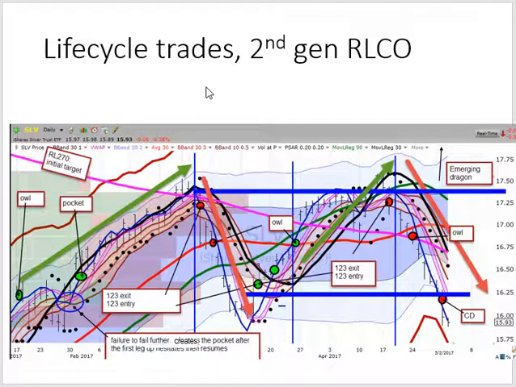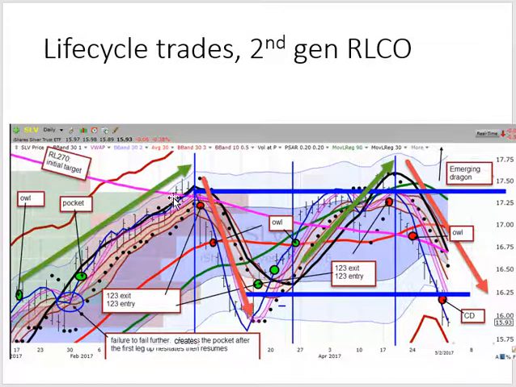Here are some Lifecycle trades of various types using the second generation RLCO patterns. There was an owl entry here. We can't see the previous part of the trade, but there was an owl entry here. Now the RL10 touches the dragon, but then resumes and comes back out of the dragon. I treat that as a pocket entry or a continuation or a confirmation of the first trade if I didn't exit. This failure to fail is important, which is what creates the pocket after the first successful leg up.